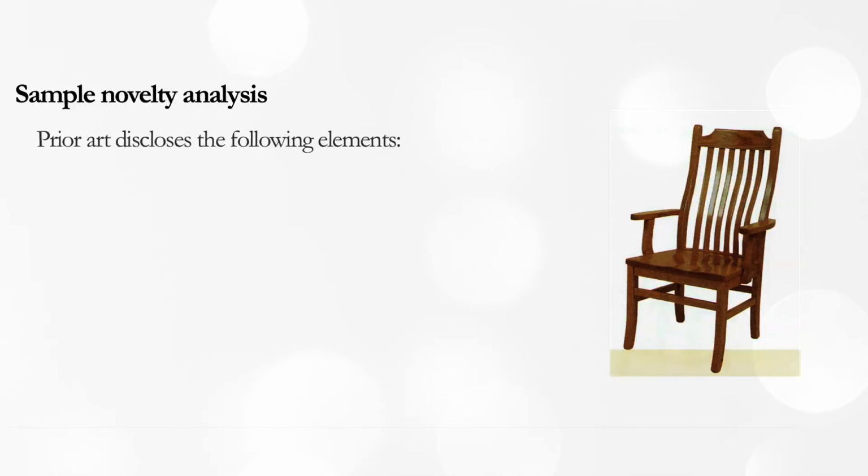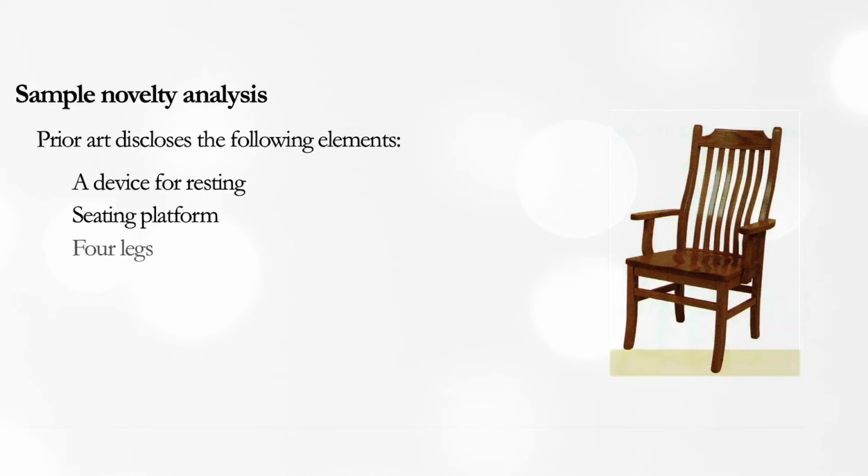Now, let us take a prior art reference. This could be contained in a prior patent which discloses the following elements: a device for resting, a seating platform, 4 legs, a backrest. Do you now see the difference between this prior art reference and the elements disclosed by the claim? You would find that the prior art reference did not disclose an armrest. Therefore, the novelty of the patent for the chair with an armrest would not be destroyed.